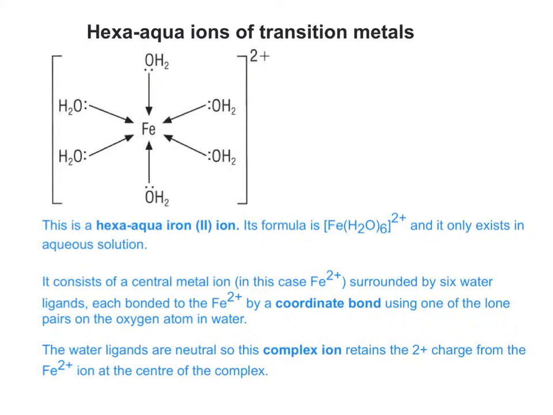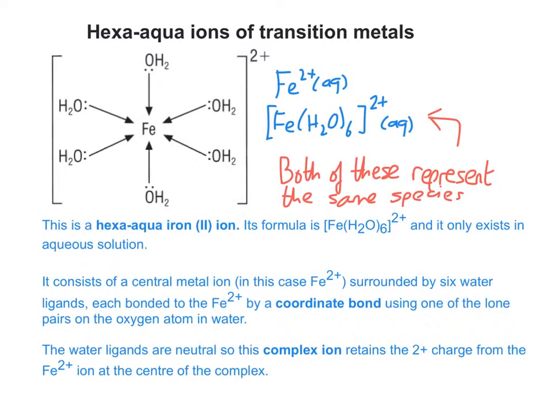This particular complex will form when iron dissolves in water. The same thing can happen to any other transition metals. They will form a similar type of complex. So cobalt, copper, manganese, for example, they will all do exactly the same thing.